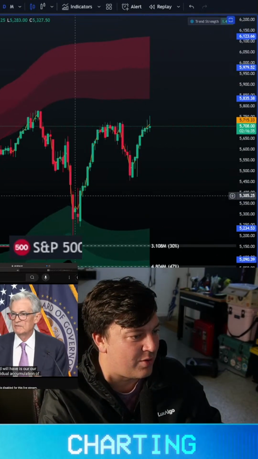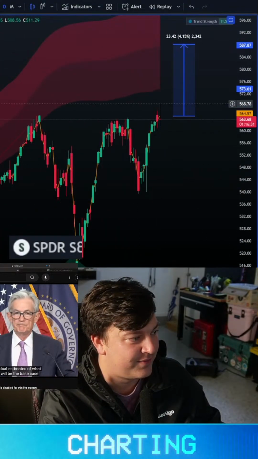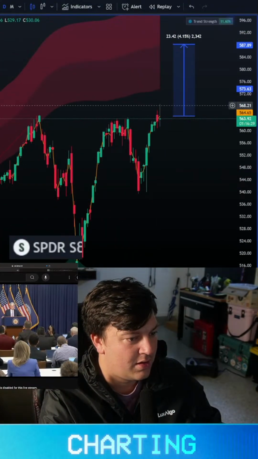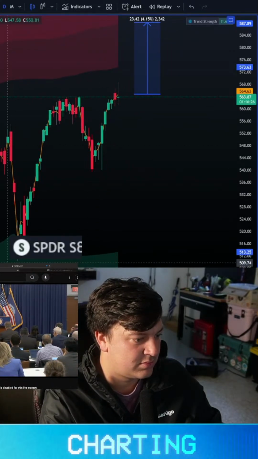Again, individual accumulation estimates of what we all-time hit highs will be in the base case again today on SPY. Howard? I just think we can pull back a bit. That's all.